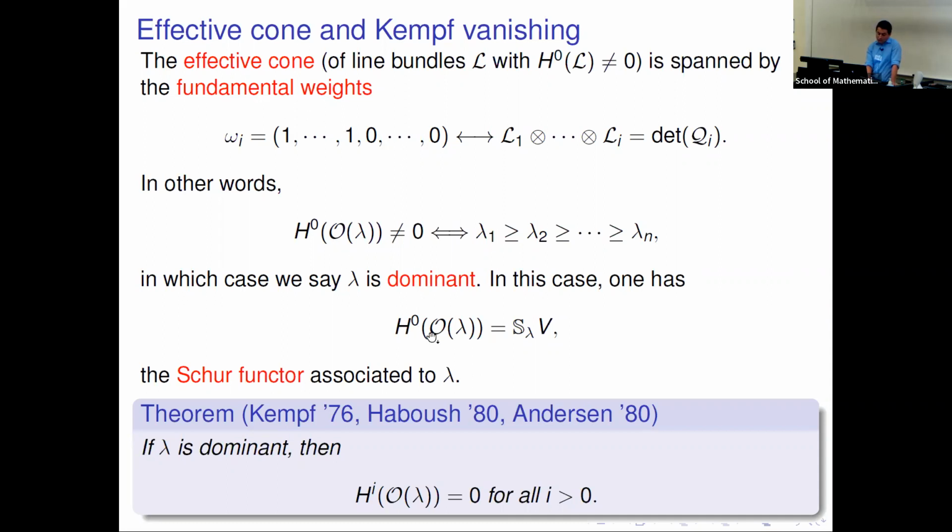And in that case, we also know that this set of global sections is naturally identified with a Schur functor, S_lambda of V. So that's independent of the characteristic. And there's a famous theorem of Kempf that was reproved later by Haboush and Andersen. It says that for such dominant weights where you do get H0, every other cohomology has to vanish. So there can only be one cohomology group that's non-zero. So we know H0 very well. We know when it's 0, when it's not. We know what it is.